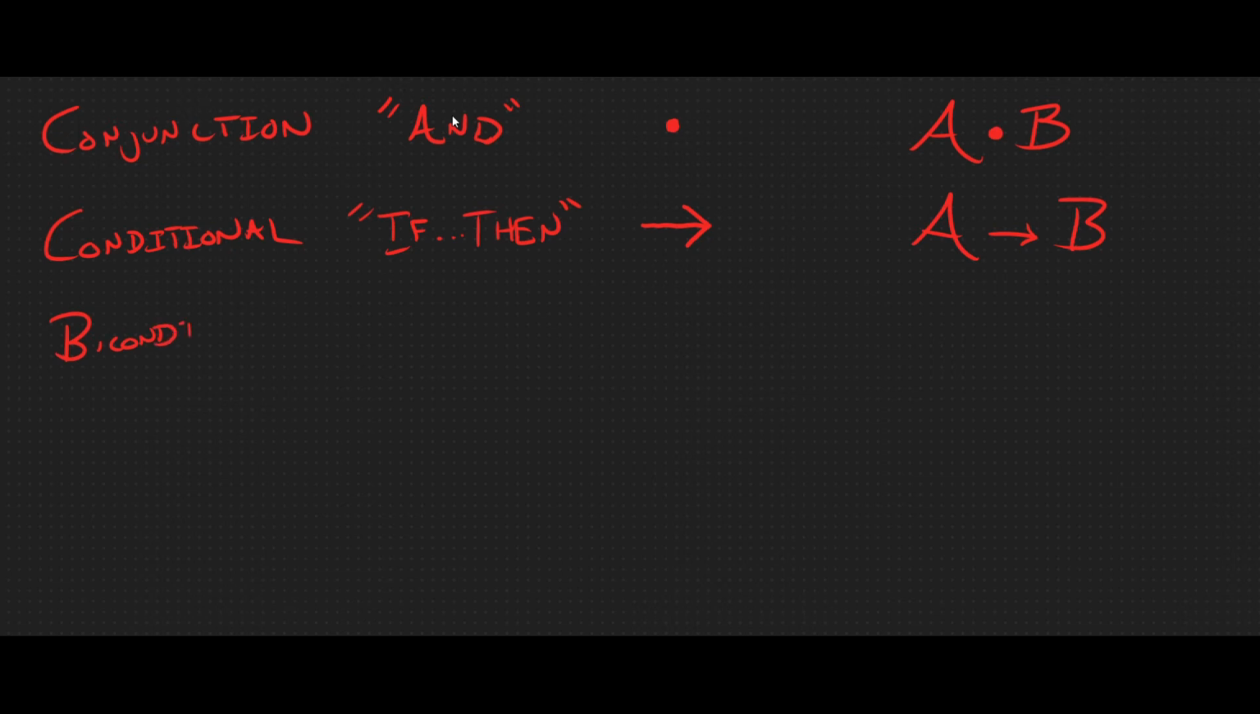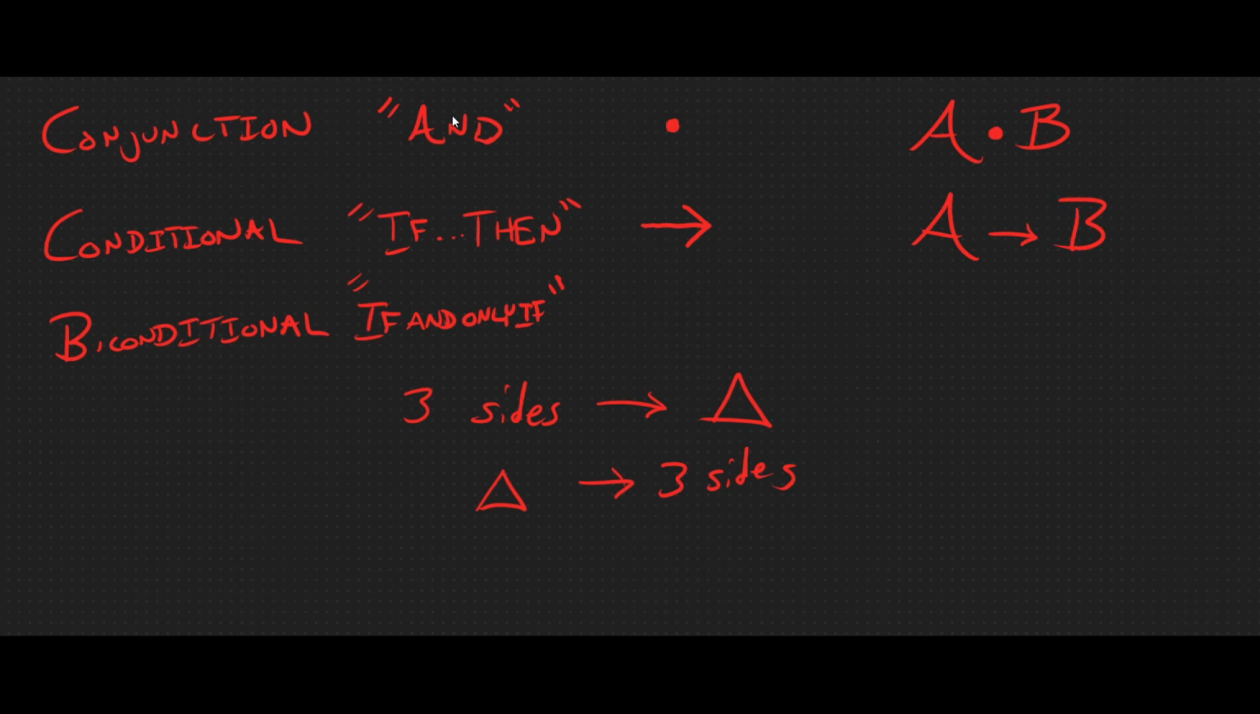Biconditional. Now, in everyday talk, we don't use this very often, unless you're a logician. This is if and only if. So a biconditional statement is a statement where something works in both directions. An easy one would be, if I have a shape that has three sides, then it's a triangle. Well, guess what? Also, if I have a shape that's a triangle, then it has three sides. That works in both directions. The arrow really is literally pointing in both directions.